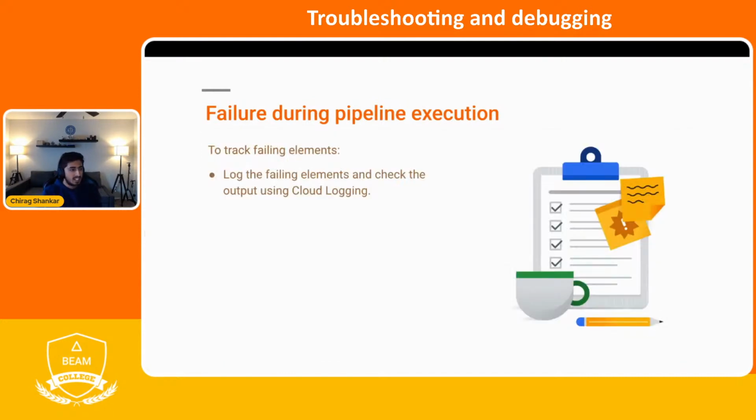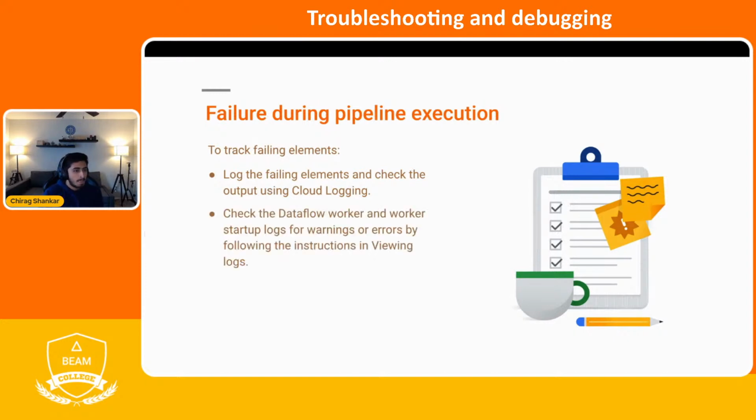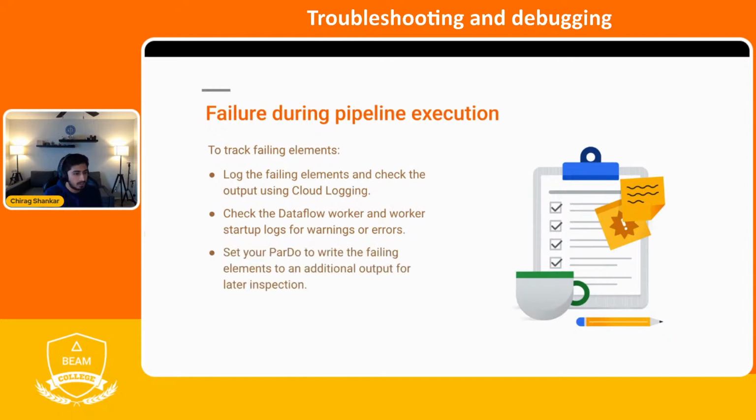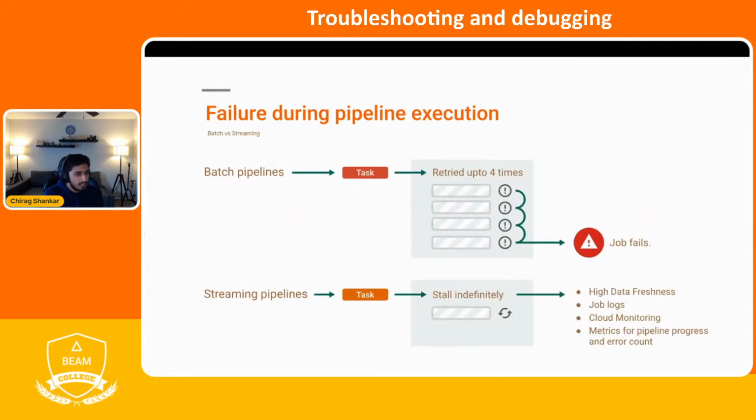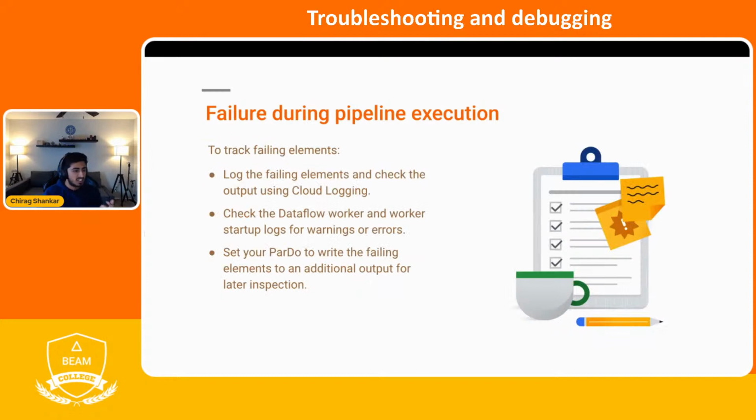So we can track this, like I said, by using the logging libraries for Java or for Python, and it'll show up in Stackdriver. This will allow us to see the specific elements that cause exceptions. We can also, in the logs, like mentioned earlier, check the worker logs or worker startup logs for any errors. And then we can set our ParDo to write the failing elements to an additional output. So anything for dead letter, so dead letter topics or dead letter tables in BigQuery. This will allow us to inspect that later on.